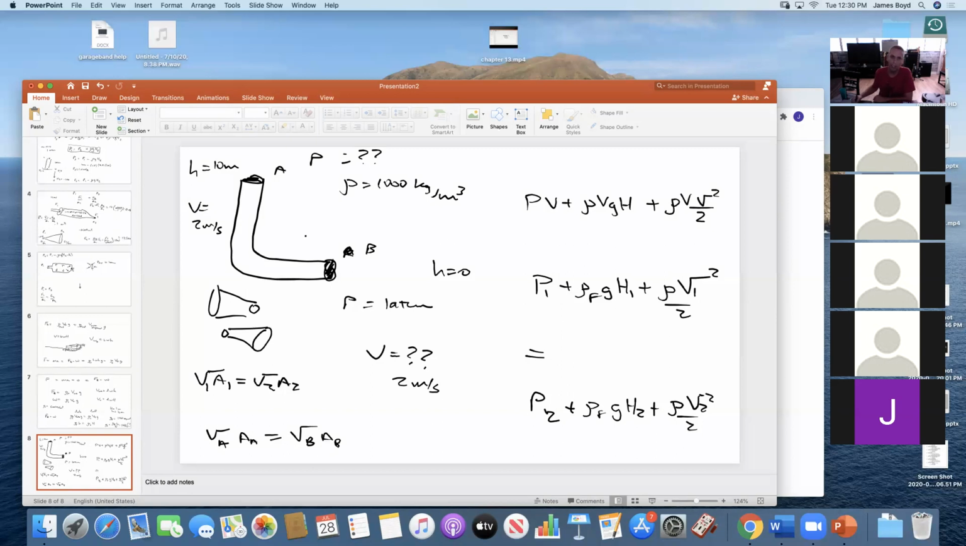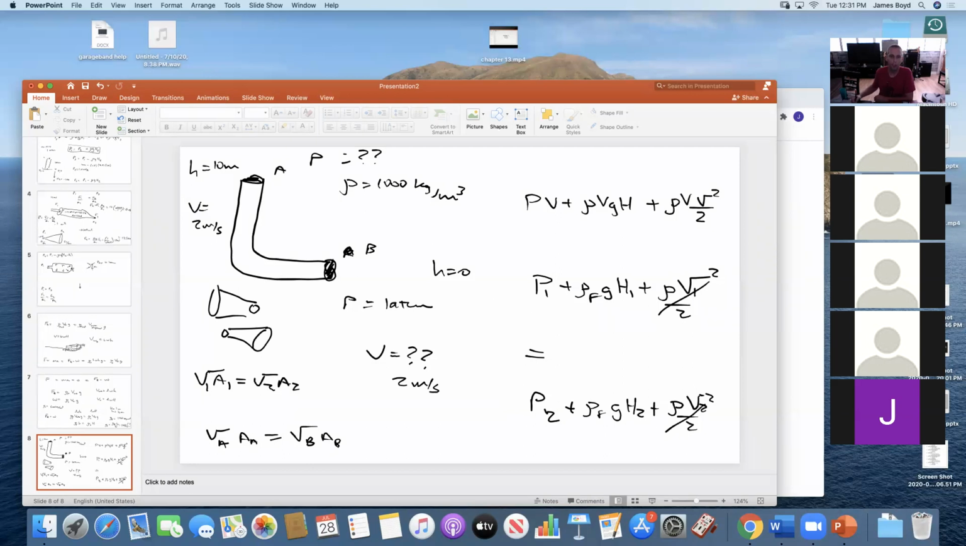So that's a little bit of anti-intuition. Your intuition would say, oh, it's going to speed up because it's changing height. Well, no, it only speeds up or slows down if the area changes. Therefore, we can neglect these terms. The density of the fluid is the same, V1 and V2 are the same, they go away.